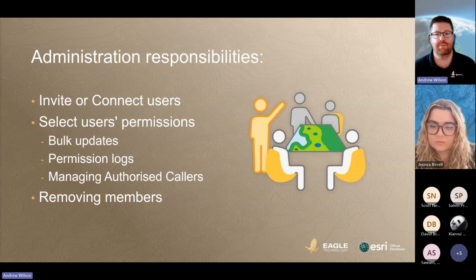You can select users' permissions. So if you want to give them training access, they can have training access. If you want to give them permissions to log support calls or even assign authorized callers, then you can do that. You might have your own internal process on how you troubleshoot. So when you have problems and you want to log a support call, you might do your own internal triaging first before reaching out to Eagle support.